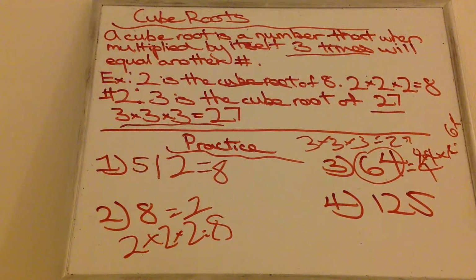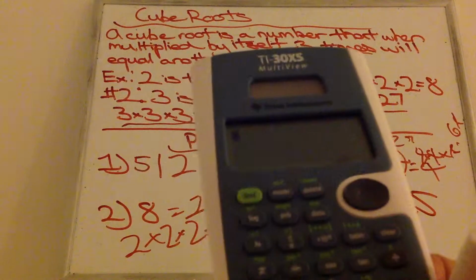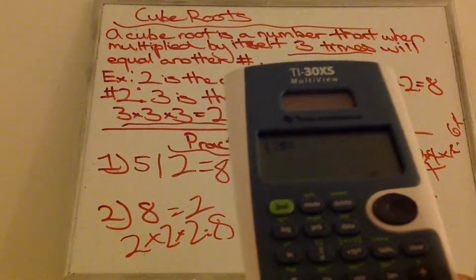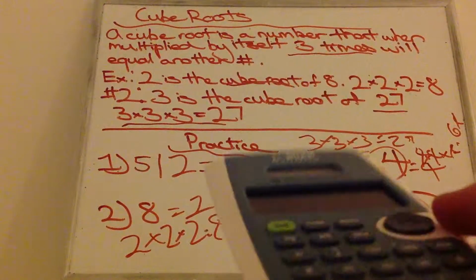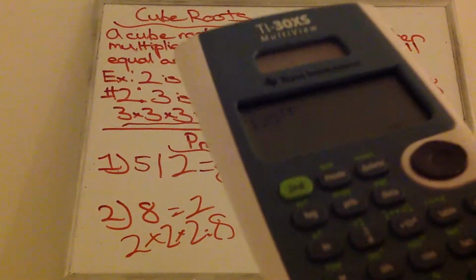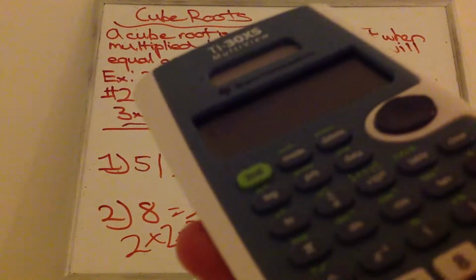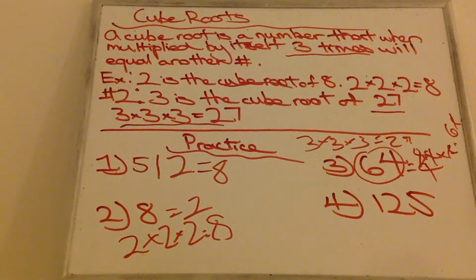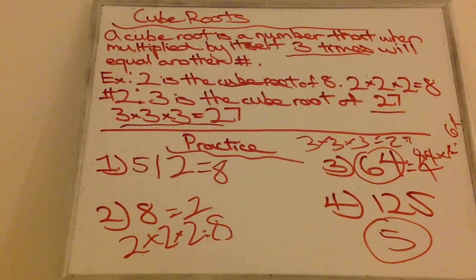Let's look at the last problem, 125. Now this is a large number, so I will use my trusty calculator. Use the method I showed you before. So enter 125, enter the caret sign, and then go 1 divided by 3 to represent the cube root. See that? The answer should get you 5. So, 5 is the cube root of 125.